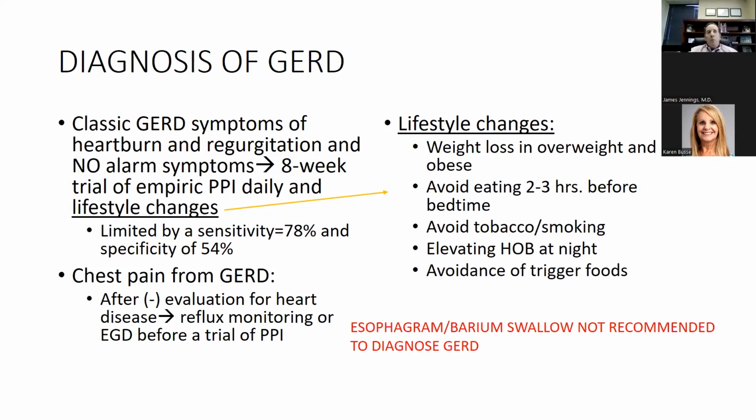Along with that, we do want to stress lifestyle changes. If they're overweight, they need to lose weight. Avoid eating 2 to 3 hours before bedtime. Cigarettes and tobacco products are going to lead to more lower esophageal sphincter relaxation episodes. They can elevate the head of their bed at night. And there are trigger foods that they should avoid. Commonly, the trigger foods are going to be red sauce-based foods, spaghetti sauce, pizza sauce, peppermint, chocolate, not necessarily spicy foods. And then there are going to be some foods that aren't going to be on the list that patients will say, that gives me reflux.